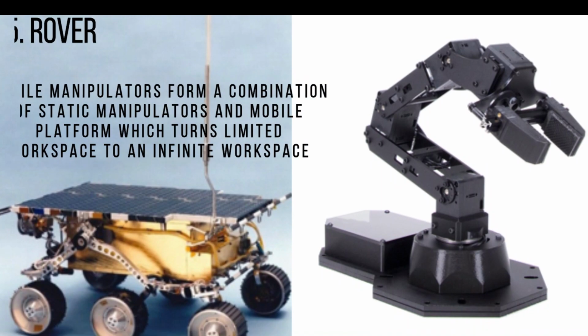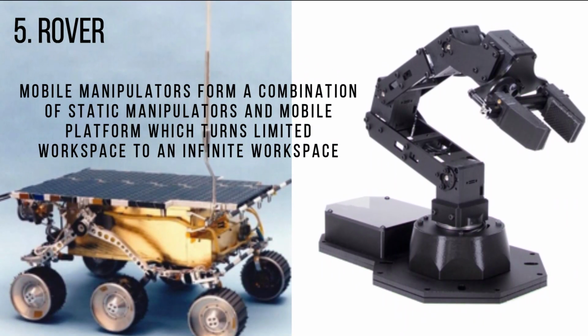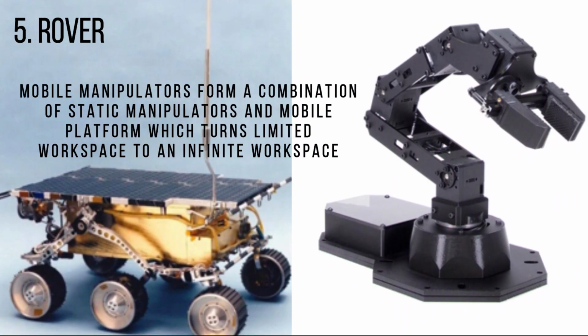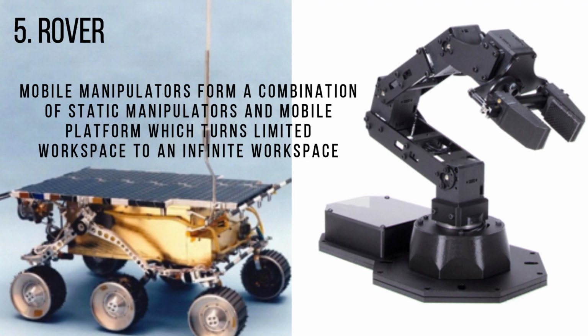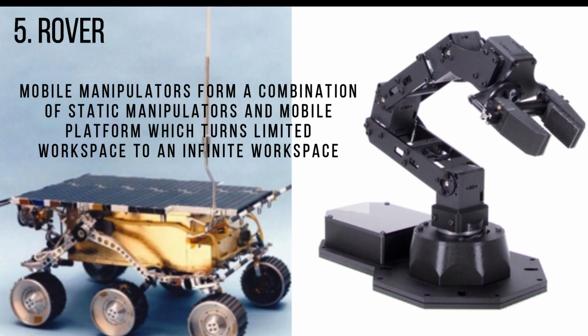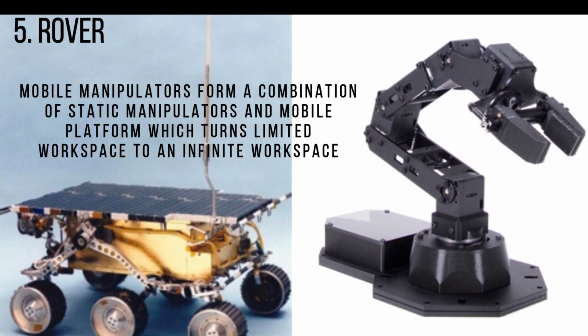Now coming to our topic, we have the rover. A rover is a space exploration vehicle designed to move across the surface of a planet or other celestial body. Rovers are created to land on another planet besides Earth to find out information and take samples. We are going to combine a rover with a manipulator, shown in this picture.